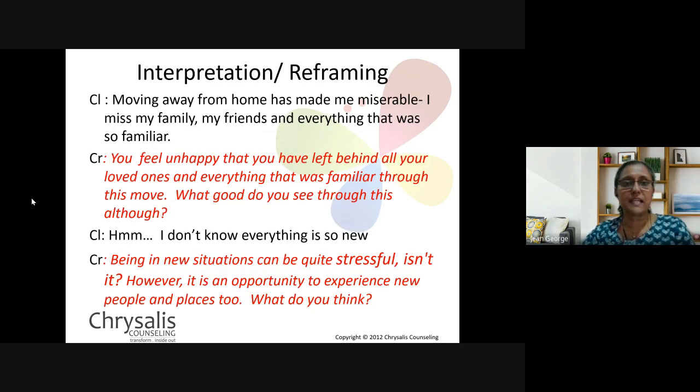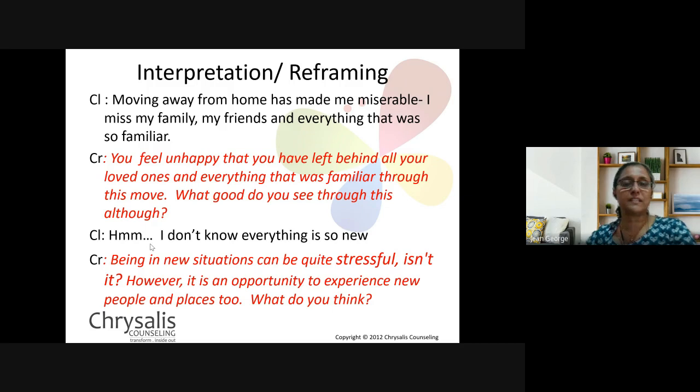So let's look at an example. Okay, the example here is, maybe it's a counselee who is upset about having to move away from their home. And maybe they're focusing on the loss of the support network that they have, and maybe the familiarity of the people. So what a counselor is doing here is acknowledging the counselee's loss, but reframing the event to be perceived as an opportunity to experience maybe new places or new situations, right?